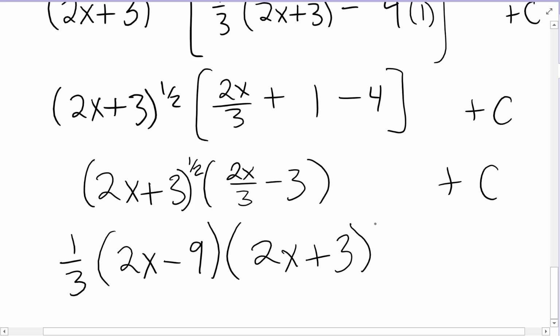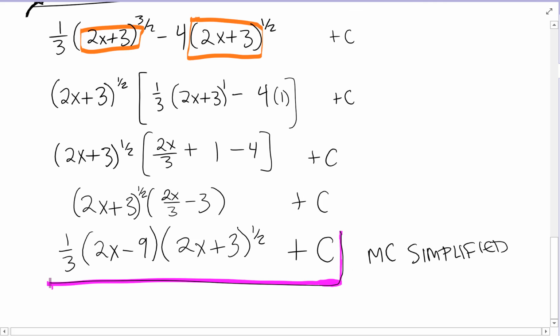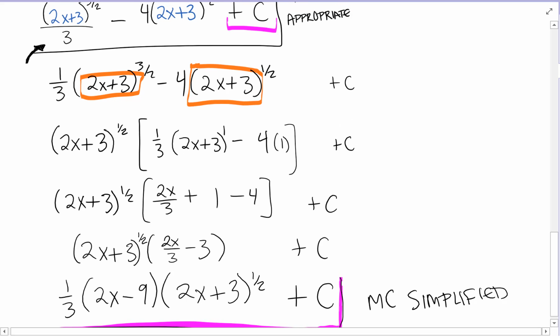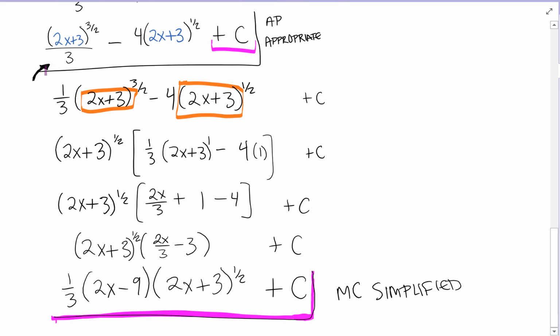2x plus 3 all to the 1/2 plus c. So this is our indefinite integral in terms of the variable x in its more simplified form. More likely how you would see it on the multiple choice portion of the AP exam. Whereas free response, once you substitute back in your x's, you're done.